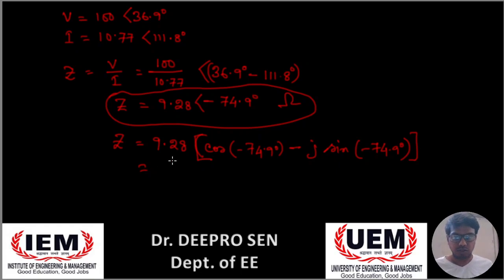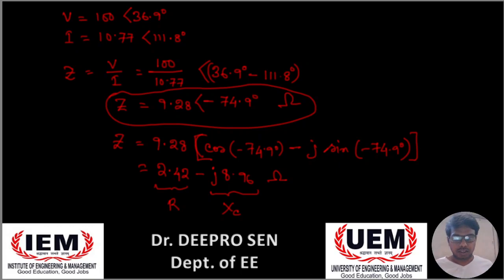This should come to, for the real part, 2.42 minus j into 8.96 ohms, which means that the real component, or R, the resistive component, is this one, and since this is minus j, that means XC, or the capacitive component, is this much.